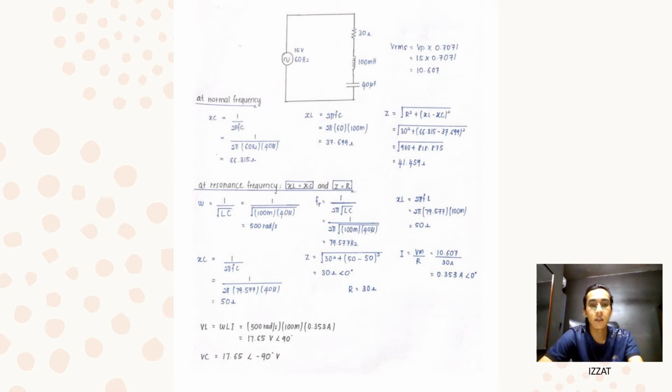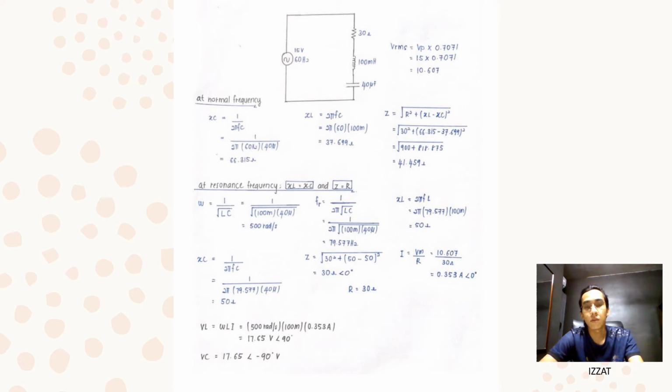XC is equal to 1 over 2 pi FC, and you get the answer 66.315 ohm. XL is equal to 2 pi FL, and you get the answer 37.699, and Z is equal to 41.459.